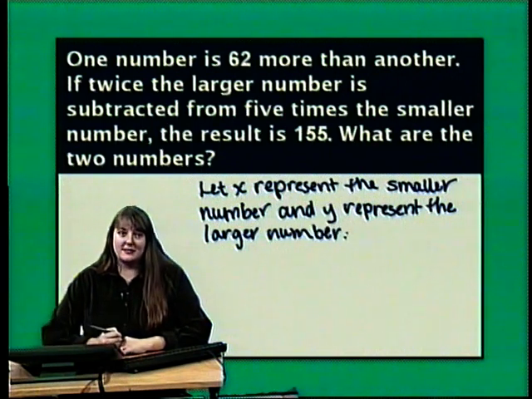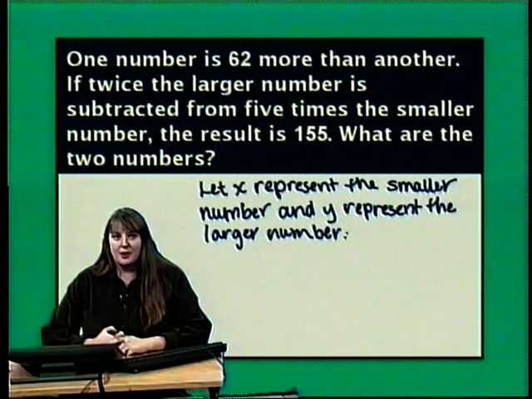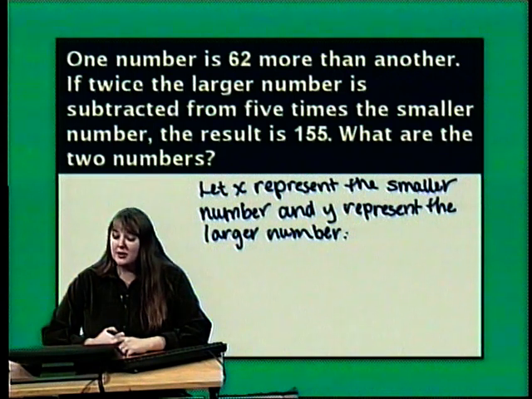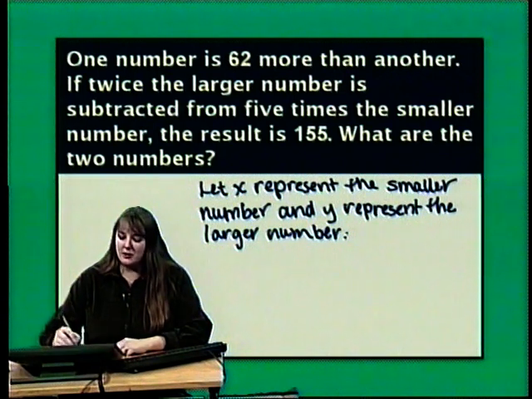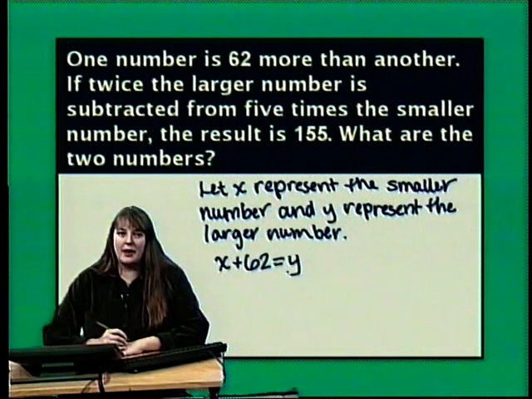Now I need to write a system of equations. What information am I given? Well, I'm told one number is 62 more than another. So the larger number must be 62 more than the smaller number. X is the smaller number, so x plus 62 should give us the larger number y.